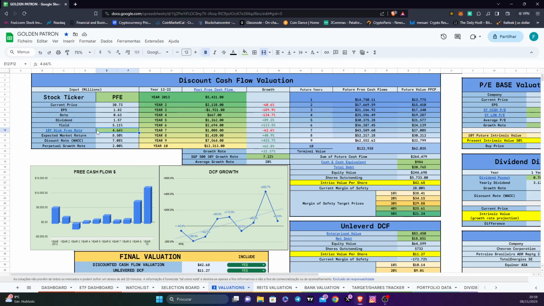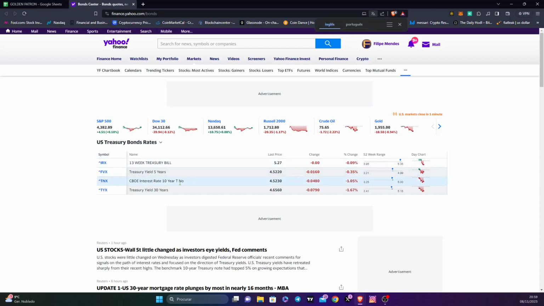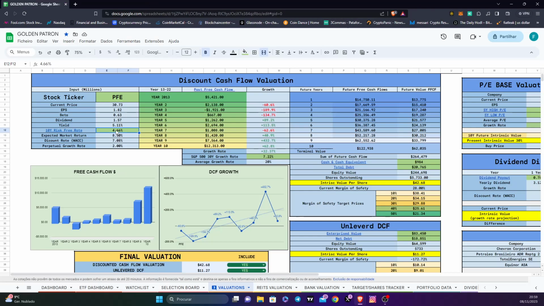So all we have to do here is find the 10-year risk-free rate, which is the bonds, and all we have to do is go on the link, and we have the 10-year right here, 4.52. Okay, so we plug in 4.52. And you can see that the WACC, the discount rate, changed.